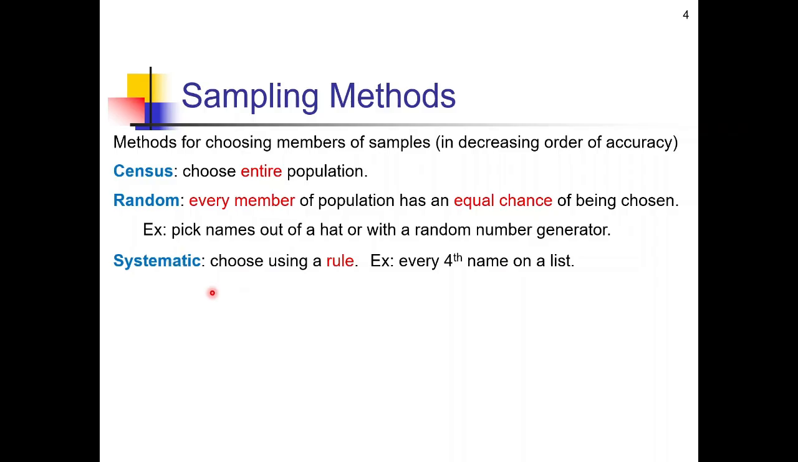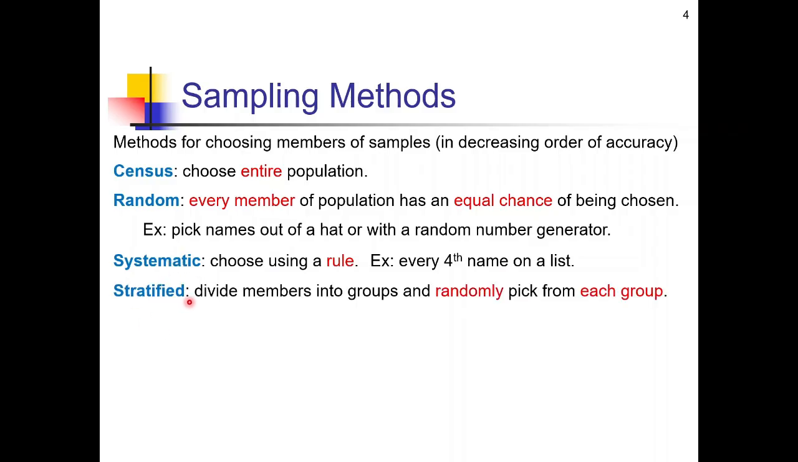Now, another approach that's up there is something called the stratified method. This is where you divide members into groups and then randomly pick from each group.